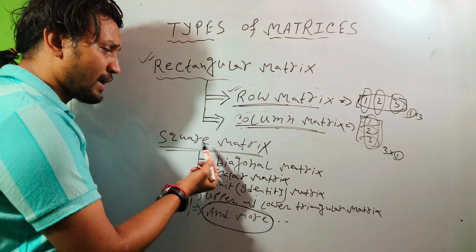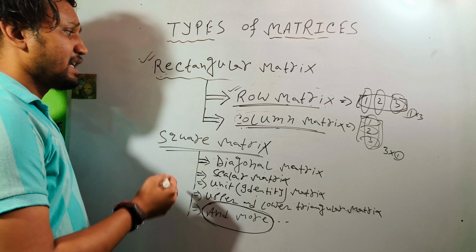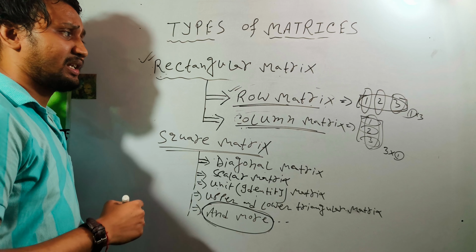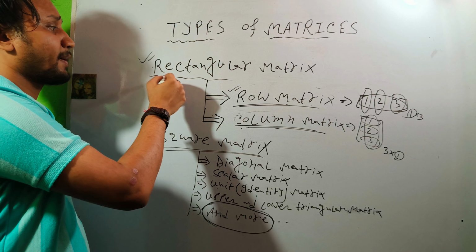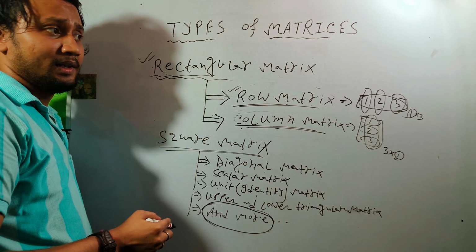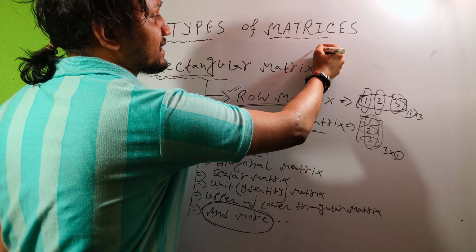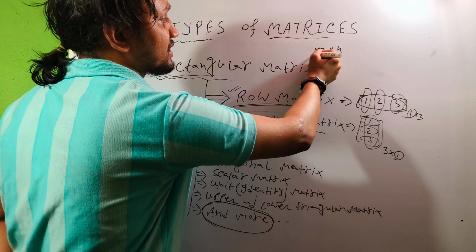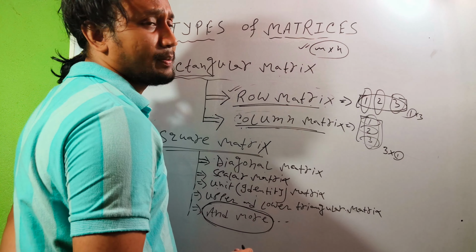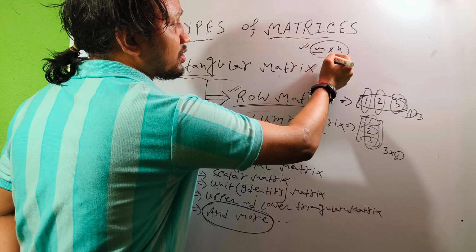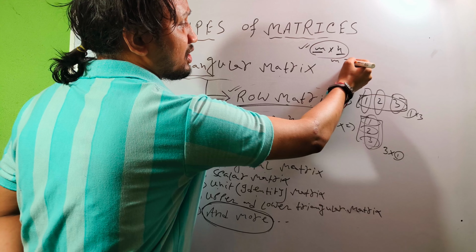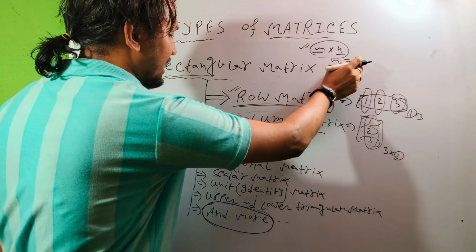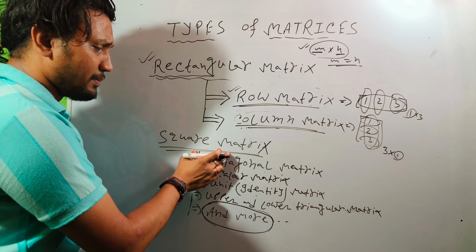Now let's go for square matrix. What is a square matrix? If the number of rows and number of columns for a rectangular matrix are equal, if we consider a matrix having m rows and n columns, then the matrix is said to be m by n order matrix. If the number of rows, that is m, and number of columns, that is n, be equal, then that type of matrix is said to be square matrix.